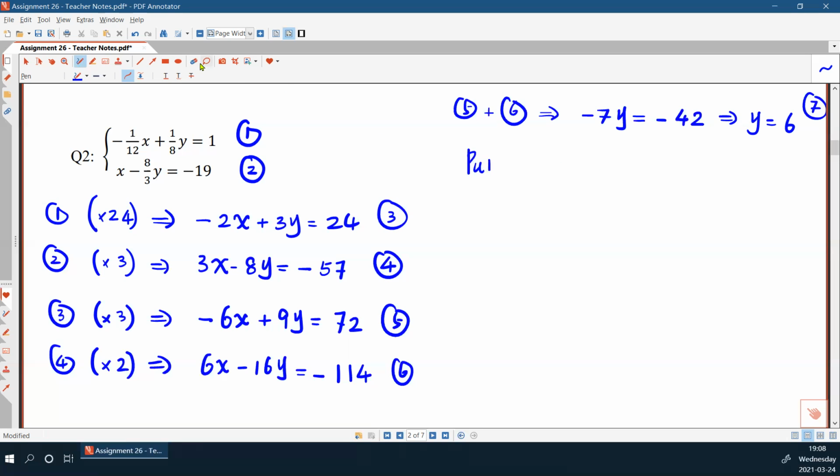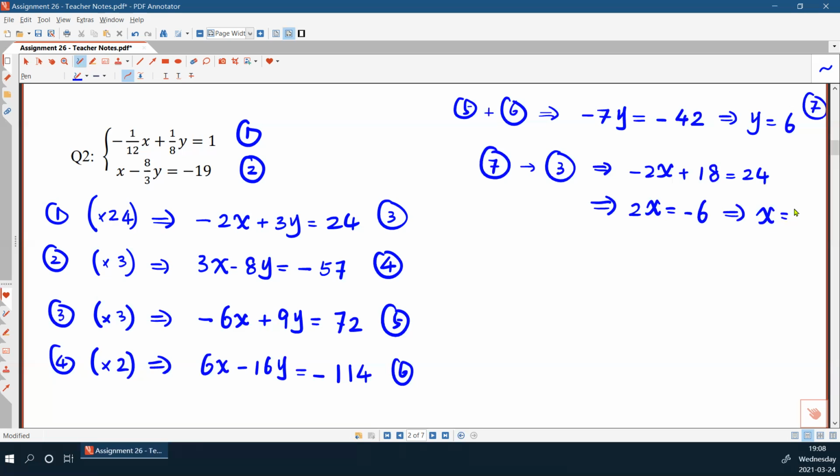Then we can put number 7 into equation 3. This will give us minus 2x plus 3y, 3y is 18, equals 24, right? So that means 2x is minus 6. That means x is minus 3. Okay, so here the final solution is x equals minus 3 and y equals 6, right? Okay, have a look at this. Any questions?